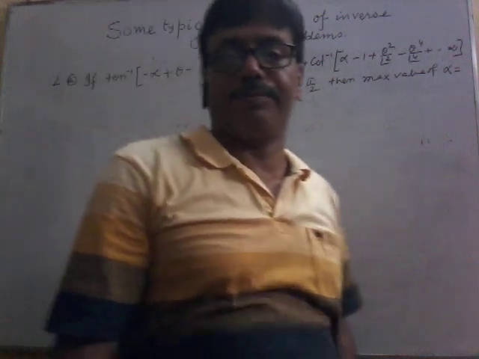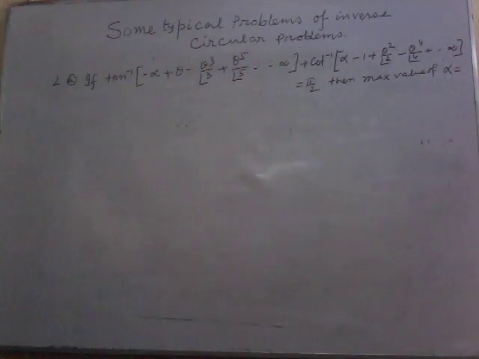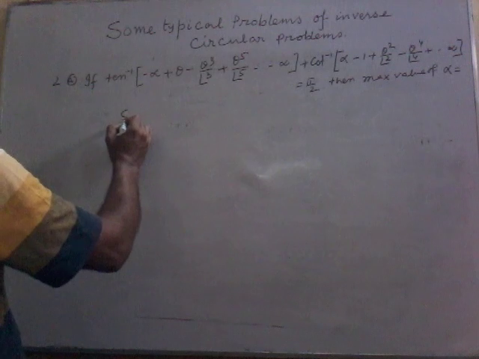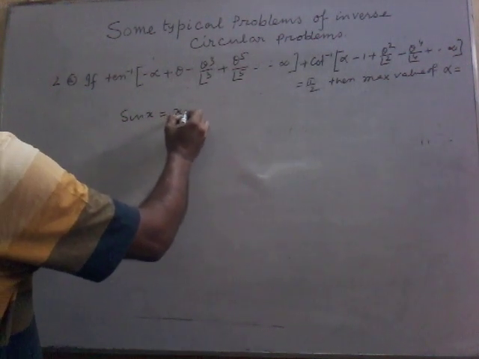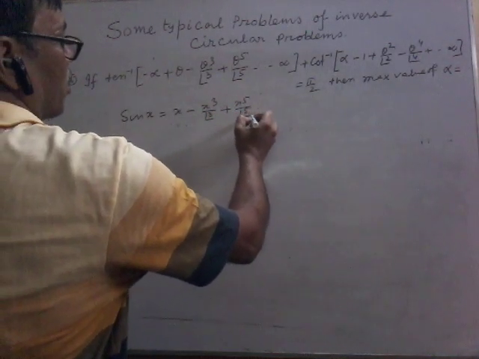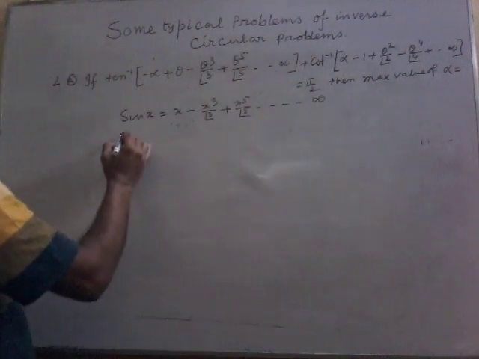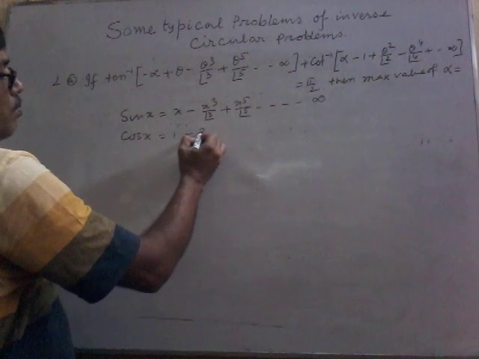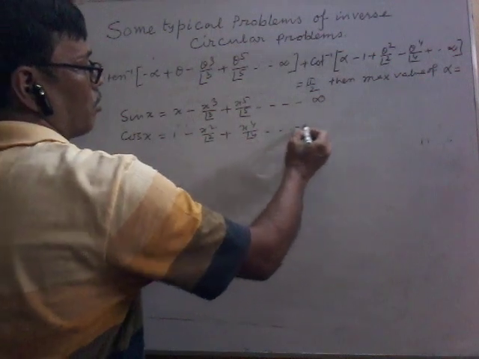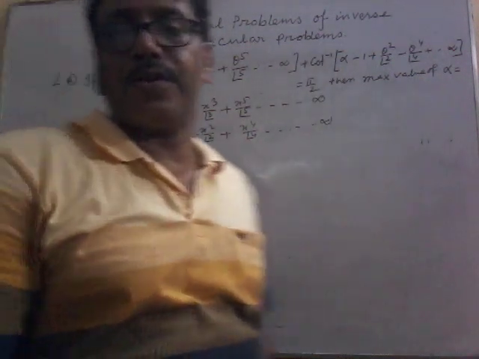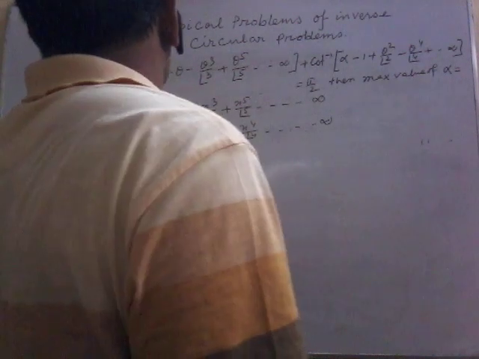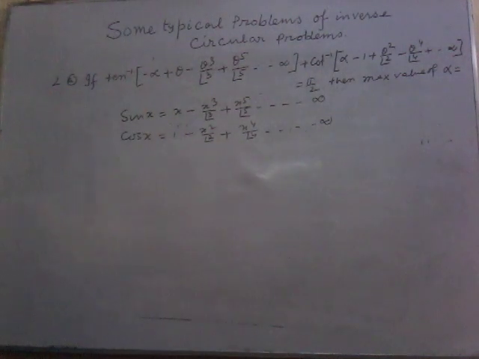To solve this problem, you need expansion of series. So try to recall the formula of sin x: x minus x cube by factorial 3, plus x to the power 5 by factorial 5, dot dot infinity. Cos x: 1 minus x square by factorial 2, plus x to the power 4 by factorial 4, dot dot infinity. Similarly, e to the power x and log(1 plus x). So use the expansion of these to the given condition.